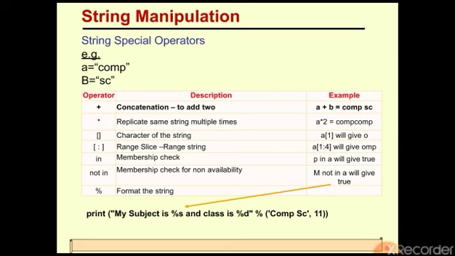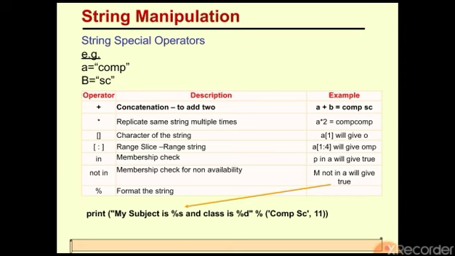We can also have a third value, which is the step size, but that is optional. Actually, all three values are optional in the slice. Now A[1:4] will give you 'omp', which covers the first, second and third index values, which are actually the second, third and fourth elements of the string.